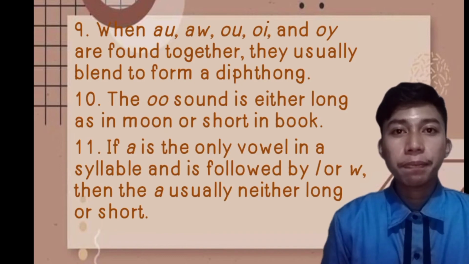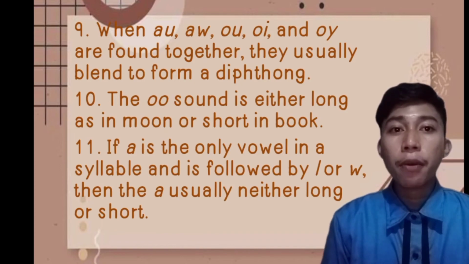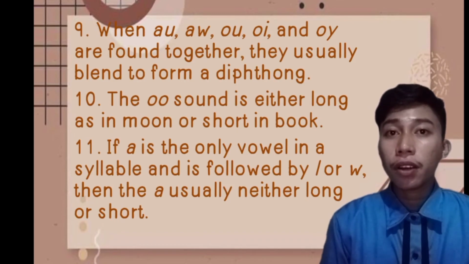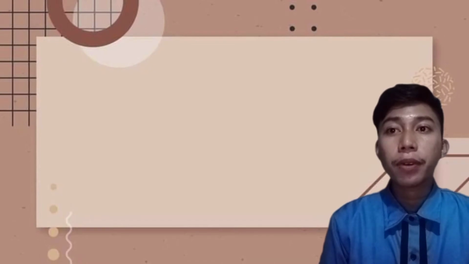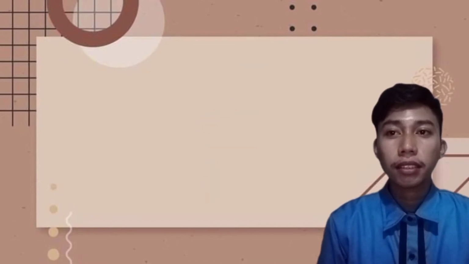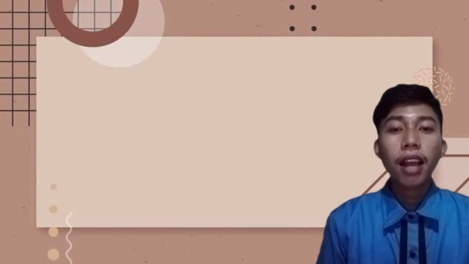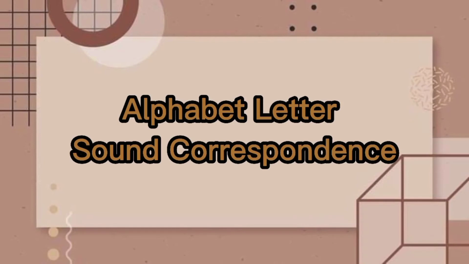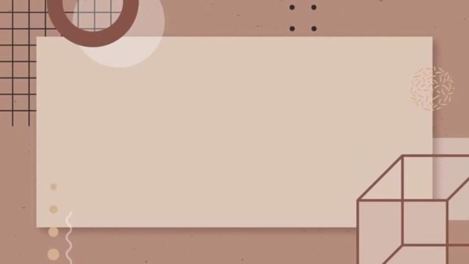Rule number 11. If A is the only vowel in a syllable and is followed by L or W, then the A is usually neither long nor short. For example, call, fall, jaw. This time I will present you a video about alphabet letter sound correspondence.